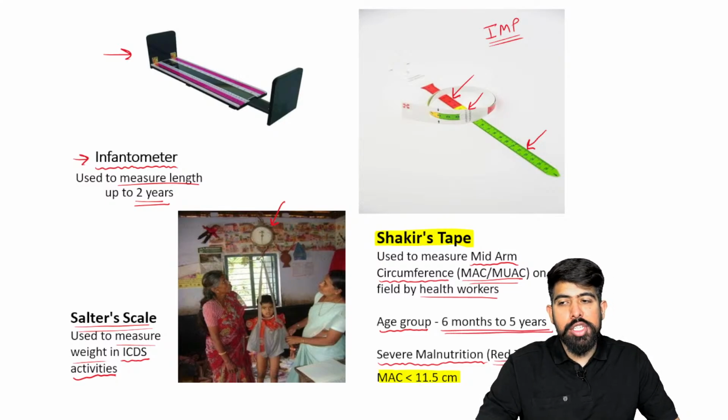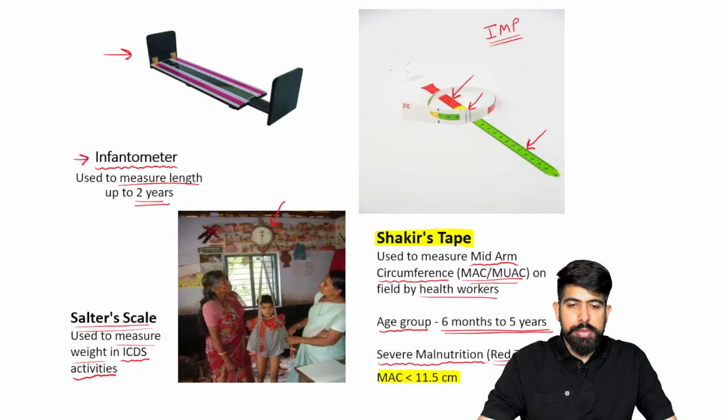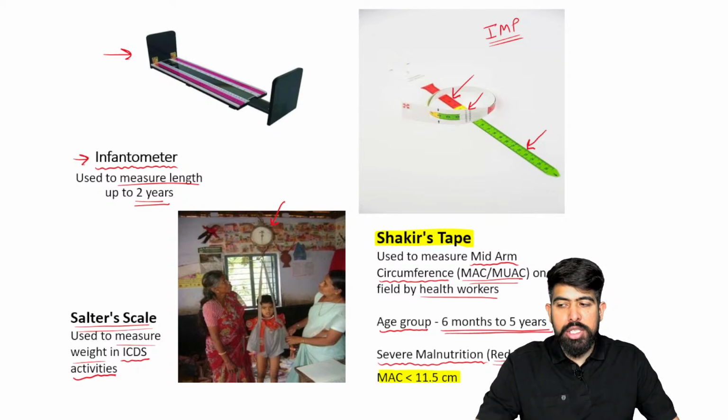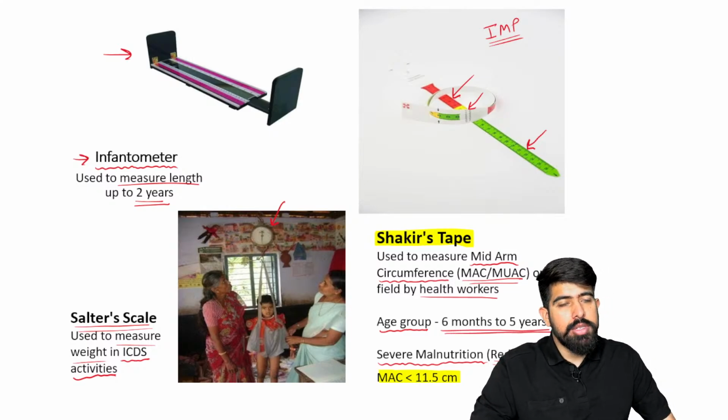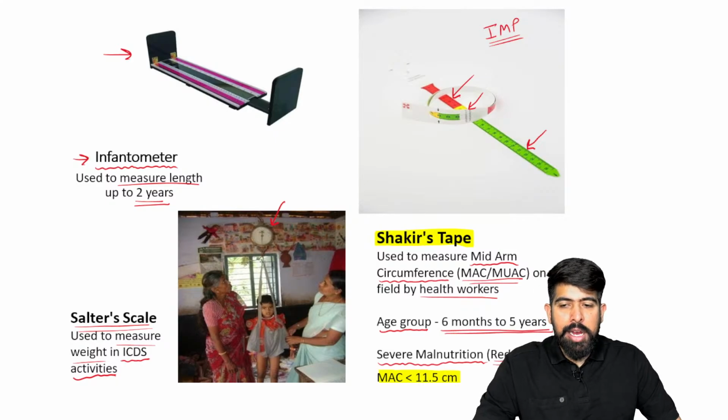So there are three important instruments you have to remember in your PSM subject, right? The infantometer for measuring the length of the child up to 2 years. Then we have the Salter scale, which is used to measure the weight of the child. The third is your Shakir's tape. The Shakir's tape is used for measuring the mid-arm circumference.